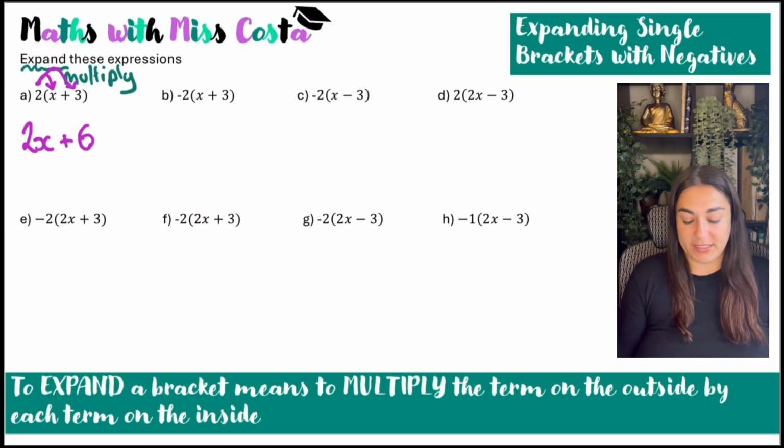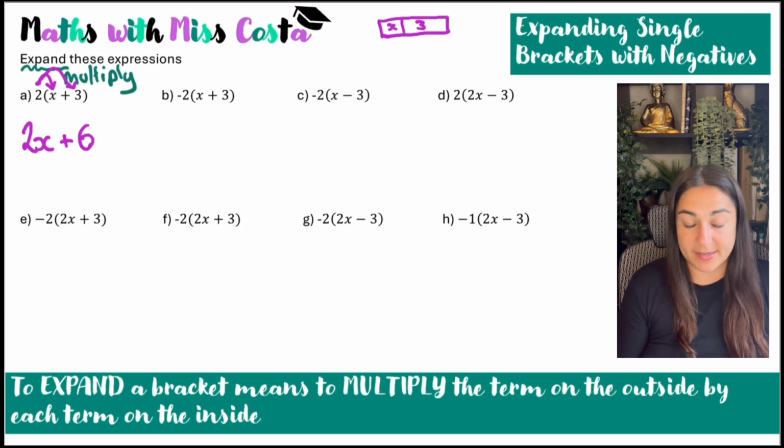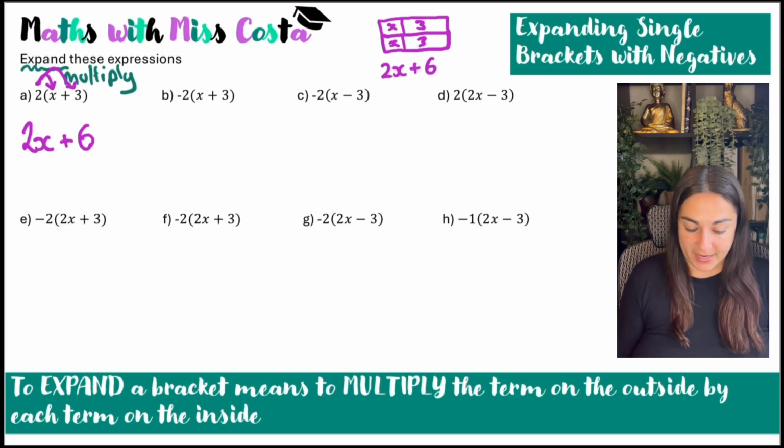It means there's 2 lots of x plus 3. So if you think about, let's say, a length of something, and that's x, and that's 3 centimeters, and you want 2 lots of it, you're going to draw 2 lots of it out. So in total, what do you have? You've got 2 lots of x, and you've got 6. And that's how and why expanding brackets works.